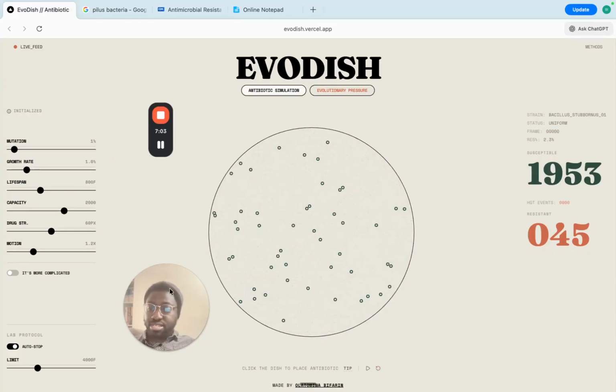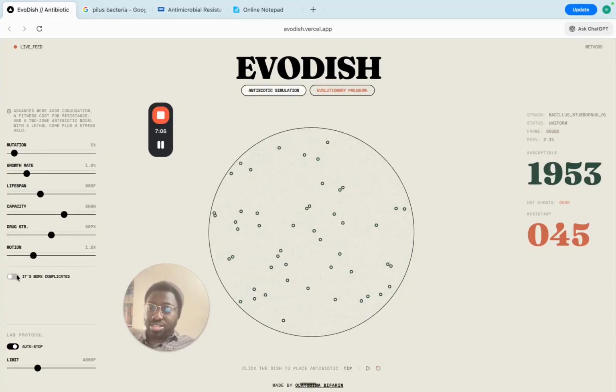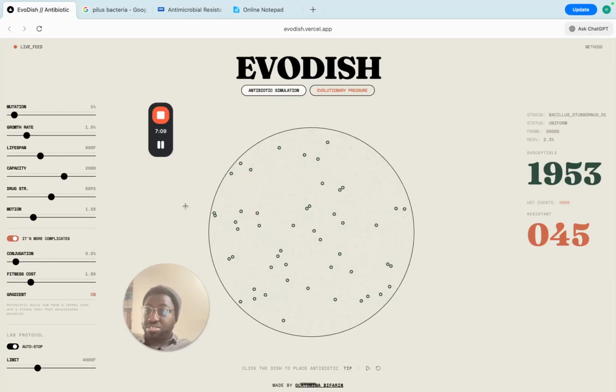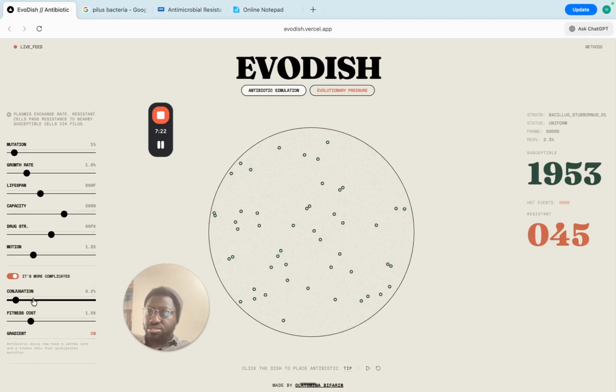What is more complicated is the fact that there are additional biological variables that impact how these population dynamics tend to flow. And one of them is conjugation. So conjugation is simply the plasmid exchange rates, right? Resistant cells can actually pass resistance to nearby susceptible cells via pilus, and you're going to see that in the simulation soon. So this is going to be a bright magenta color, I believe.